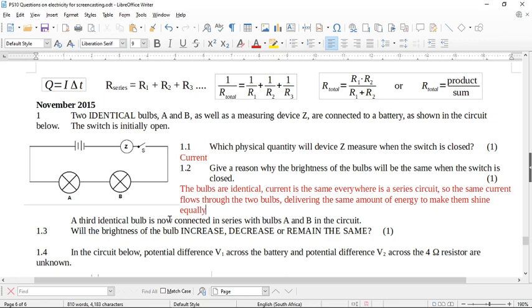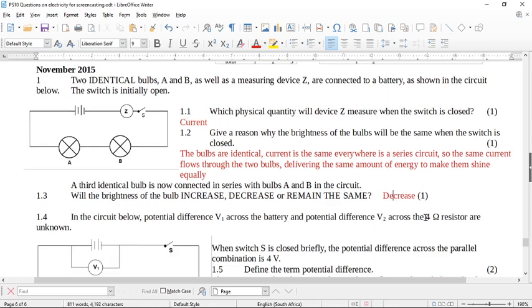Now it says to you a third identical bulb is connected in series with bulbs A and B. Will the brightness of the bulbs increase, decrease, or remain the same? What are we doing to the circuit? If we add another bulb, it's a series circuit. We are increasing the resistance. The moment you increase the resistance, the current decreases. So this bulb is going to shine less brightly because it's got less current going through it.